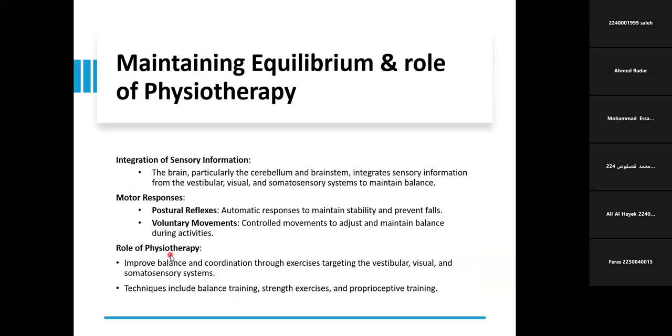Now, when a patient comes to you, the physical therapist, you improve their balance and coordination through exercises which target the vestibular, visual, and somatosensory system. We have exercises which help them improve the function of their ear receptors. We have exercises which help them improve their eyes and its connection with the brain. Or, may Allah help, if someone does not have the vision, then how will he control the balance? So the physiotherapist helps them in learning techniques which include balance training, strength exercises, and proprioceptive training.